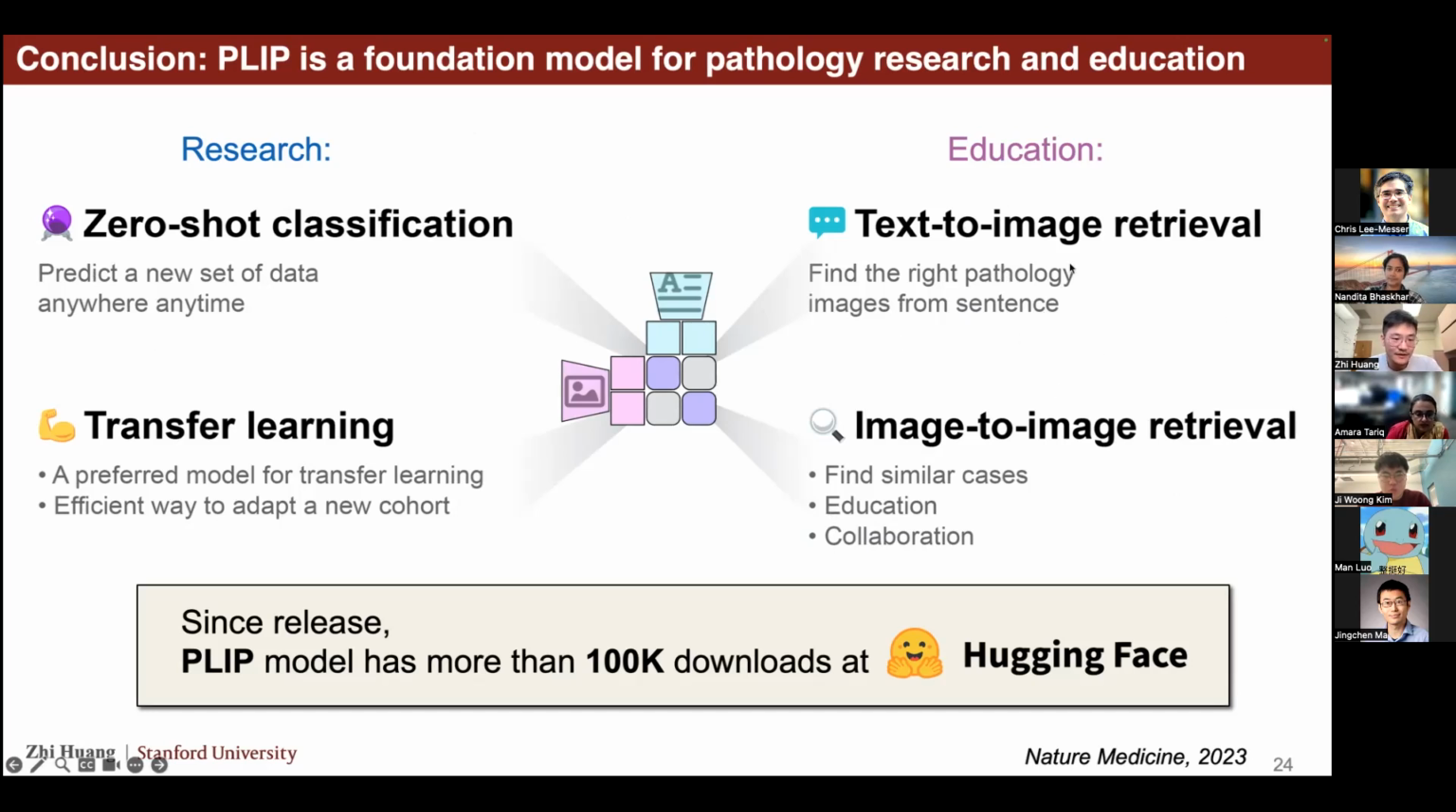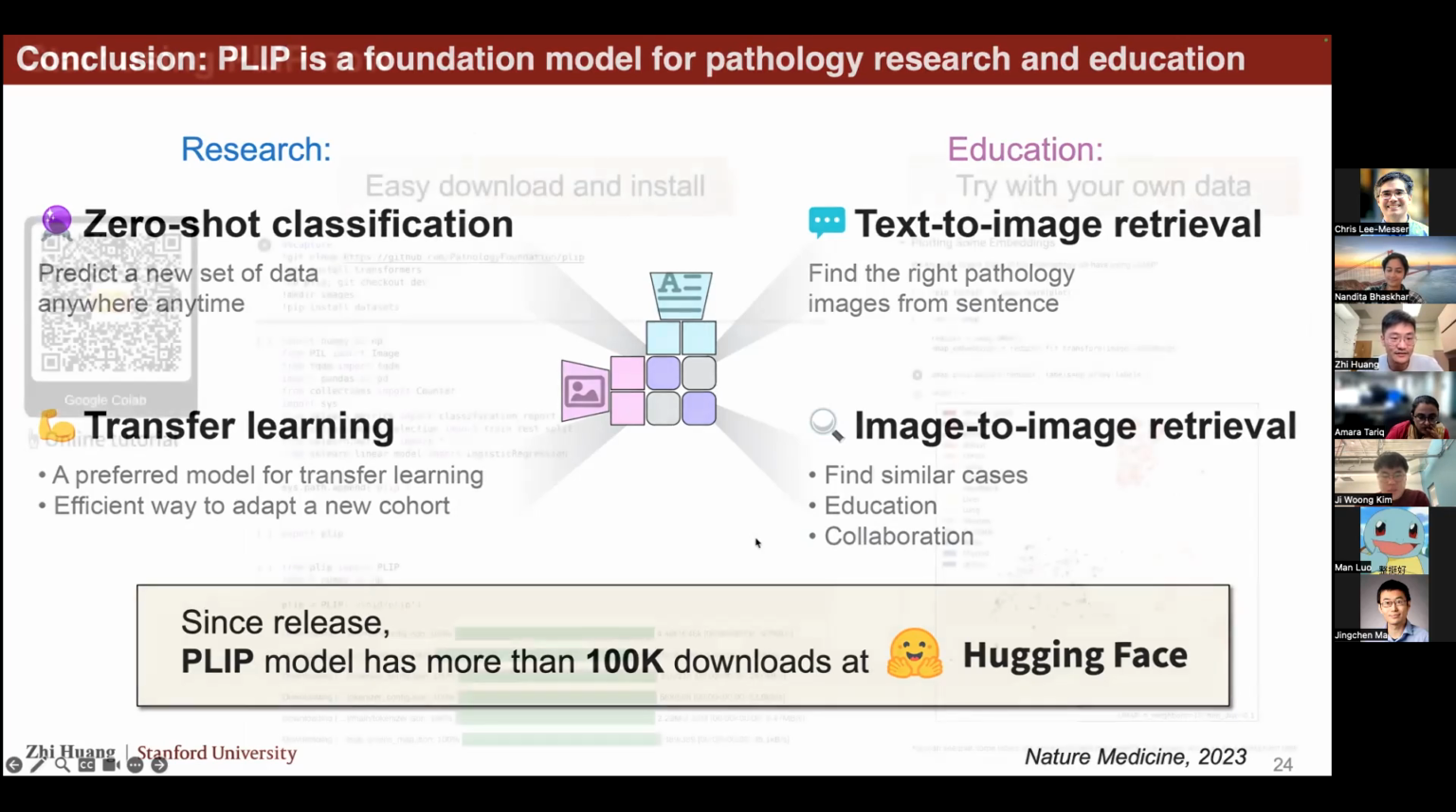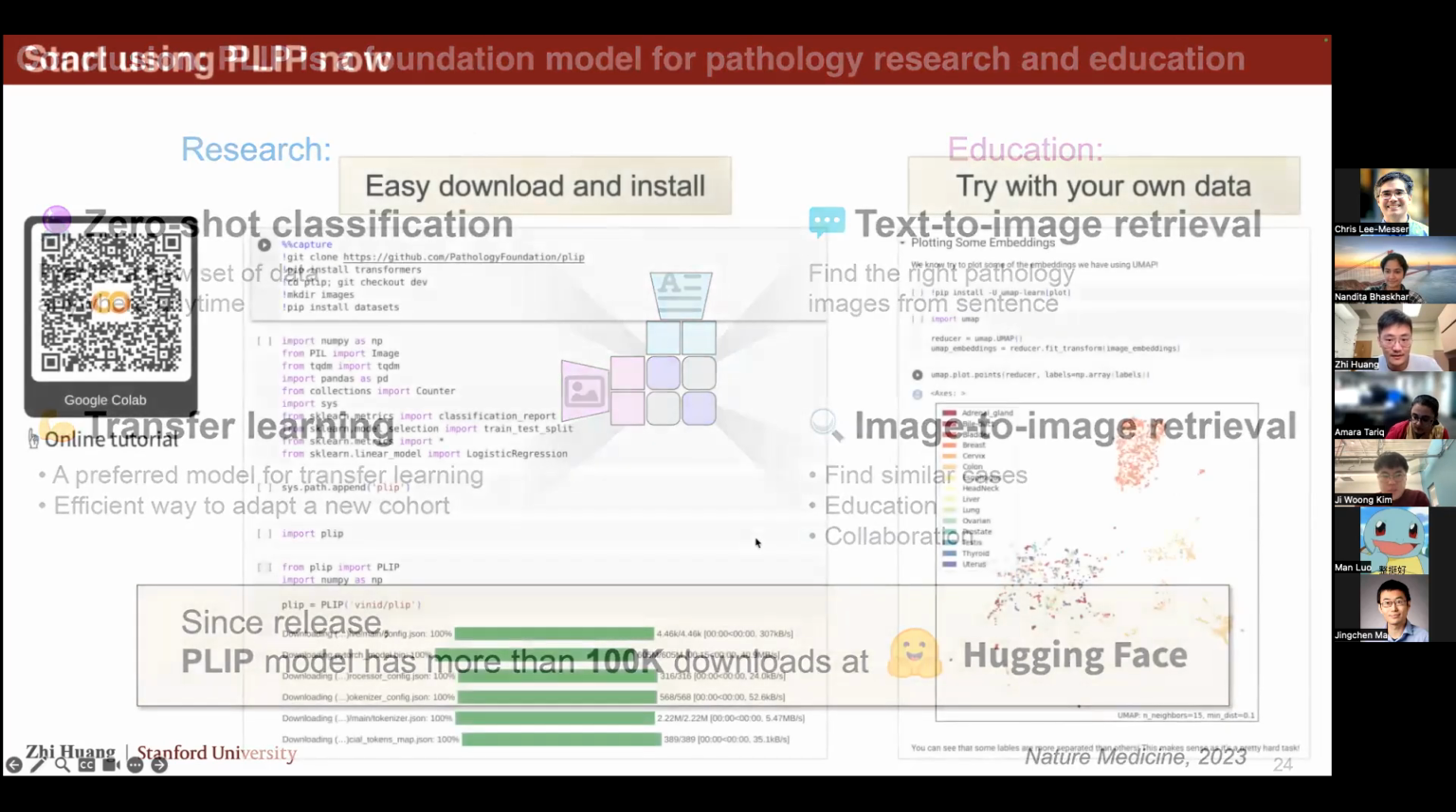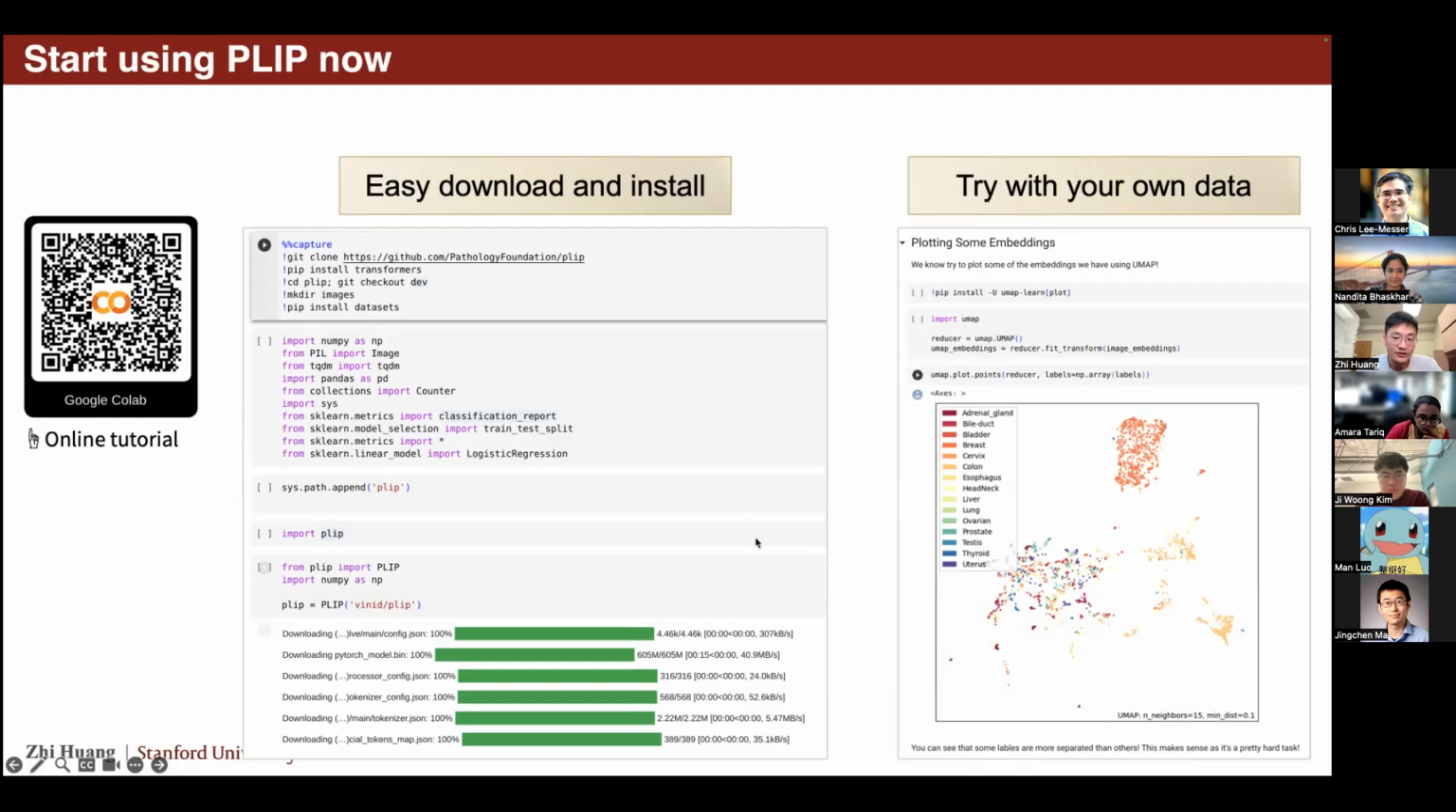Since release, the PLIP model has more than 100,000 downloads at Hugging Face. We're really excited to see how it may contribute to our society and this computational pathology field. And now you can start using PLIP for research. Here's a Google Colab tutorial. We also have a GitHub repo having a lot of different tutorials.